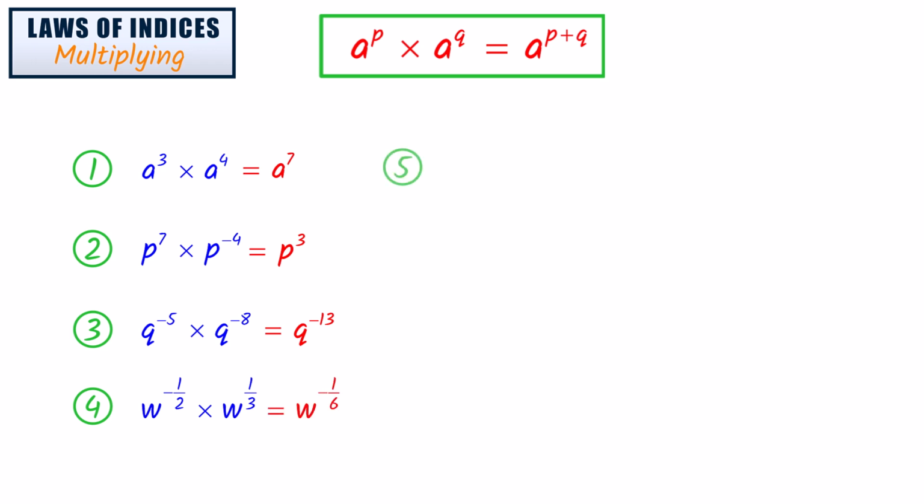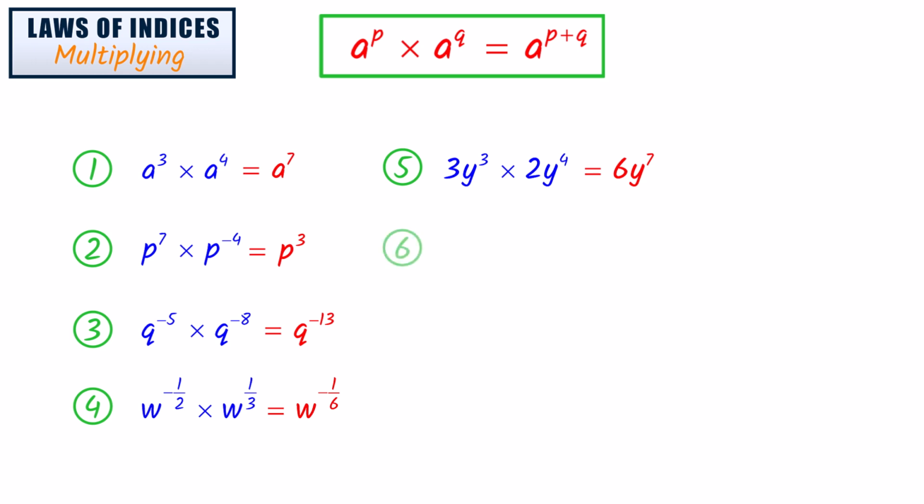The next one is 3y cubed times 2y to the power of 4. Here we have both numbers and variables to multiply together. First multiply the 3 and the 2 to give 6. Then multiply the y cubed and the y to the power of 4 by adding the powers. So we have 6y to the power of 7.